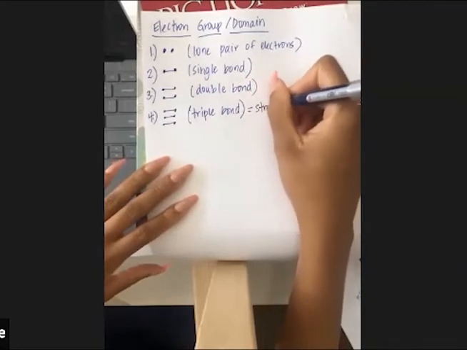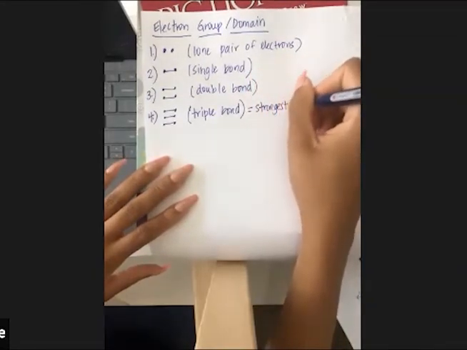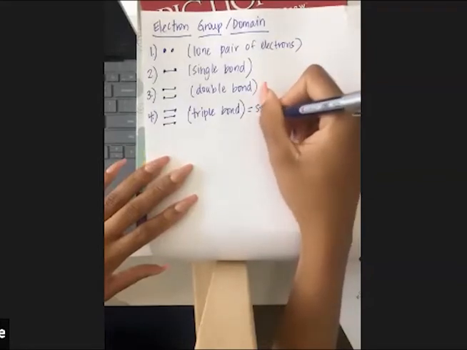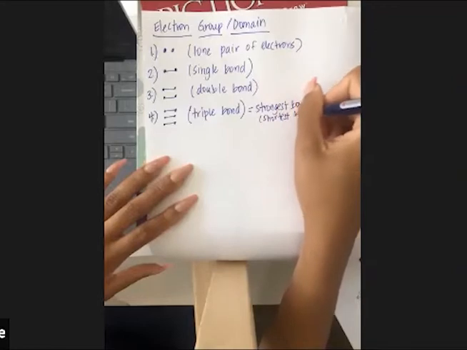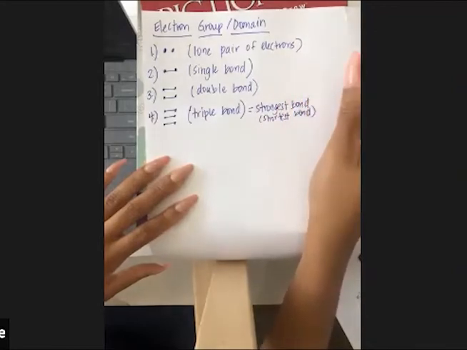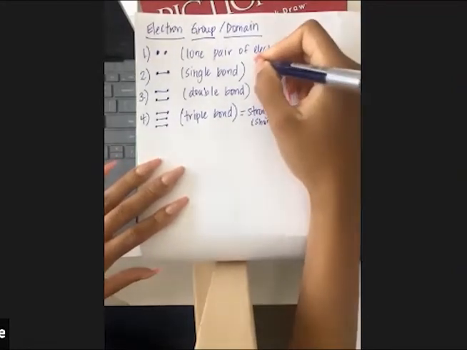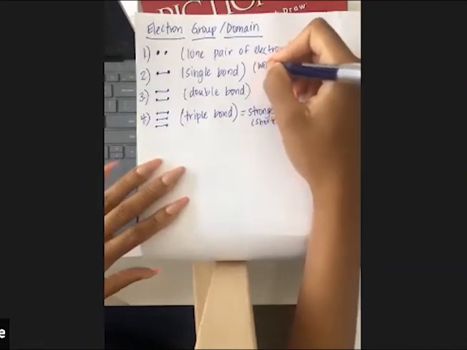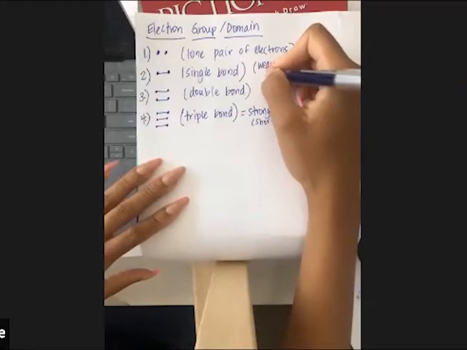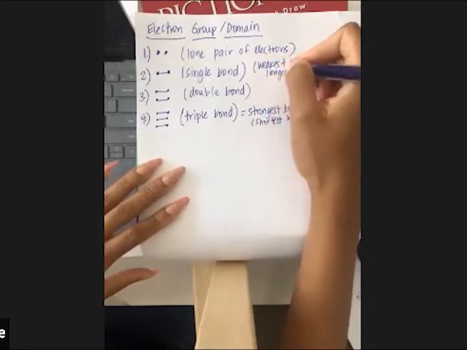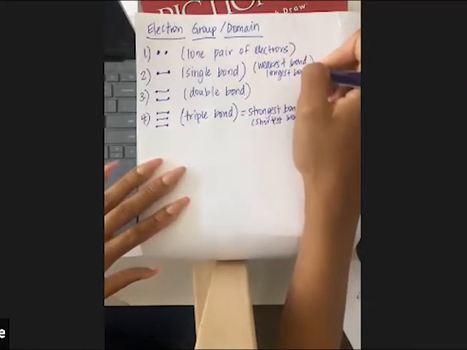Triple bond's the strongest bond, but it's also the shortest bond. Single bond is the weakest bond, but it's also the longest bond. And then the double bond is in the middle.